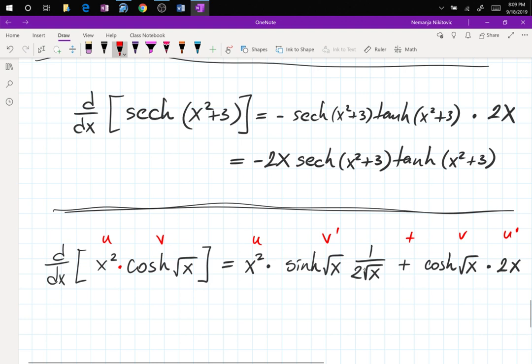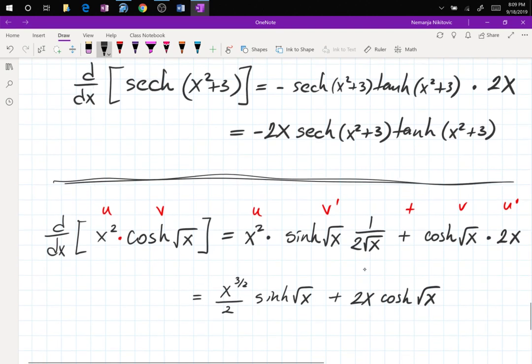So now we simplify this mess as much as we can. I have, as you can see, x squared divided by square root of x. So that's 2 minus a half, which is 3 halves. So x to the 3 halves divided by 2, times sine hyperbolic root x, plus 2x cosine hyperbolic root x. Done.